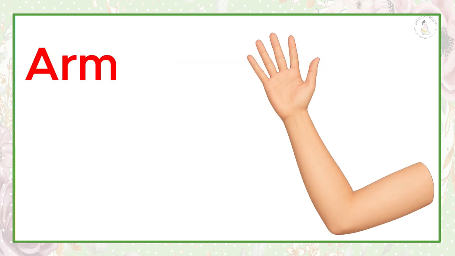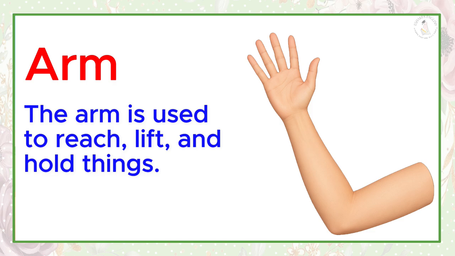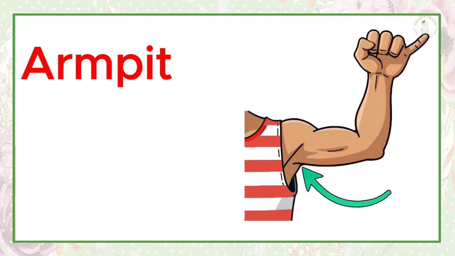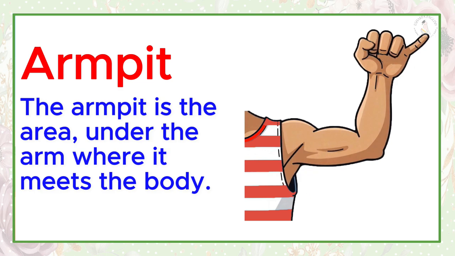Arm. The arm is used to reach, lift, and hold things. Armpit. The armpit is the area under the arm where it meets the body.